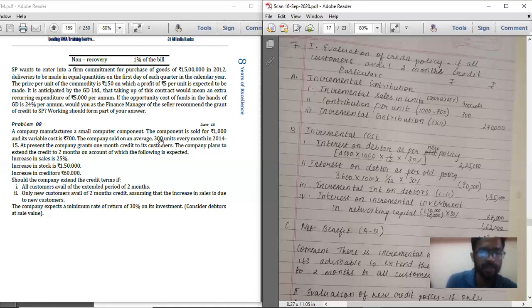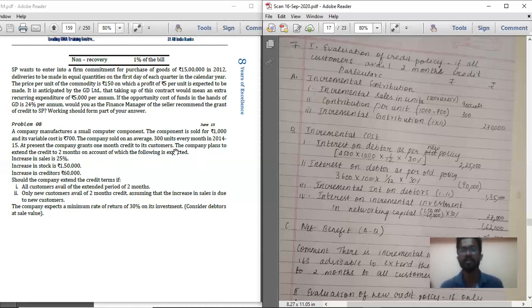What is the old policy here? They are selling 300 units every month. So 300 into 12 is 3,600 units they are selling at a rate of 1,000 rupees. Presently they are giving 1 month credit to their customers. So 1 divided by 12 into what is the return expected? 30%. So this is the existing interest on debtors blocked as per old policy.